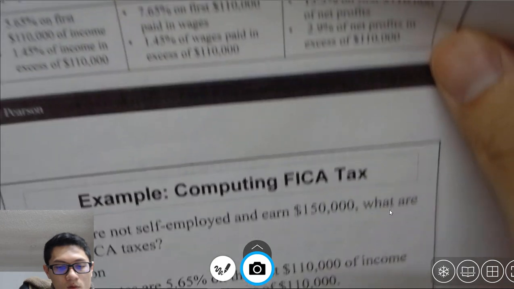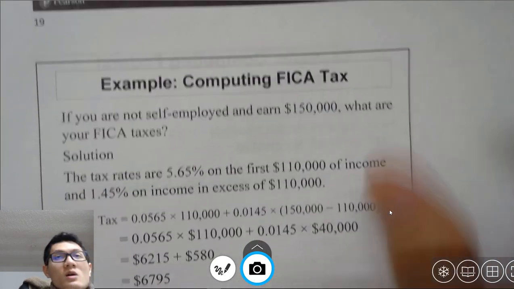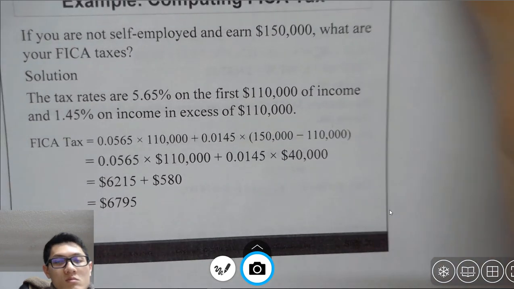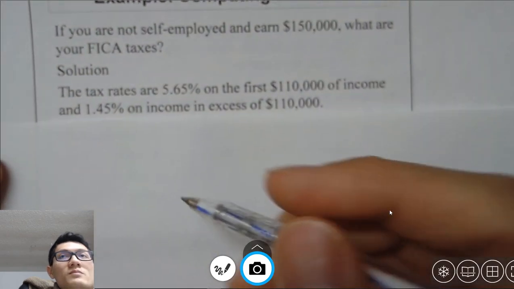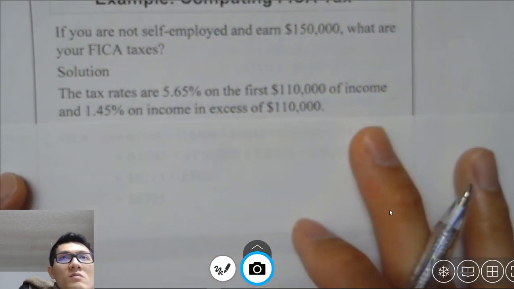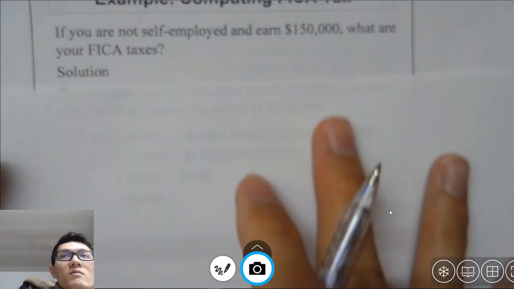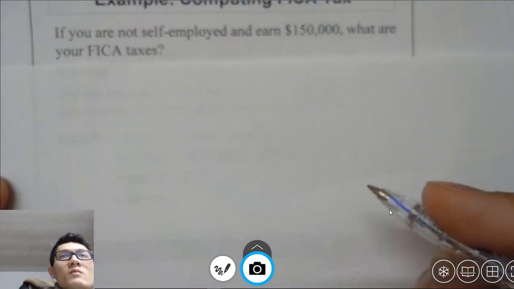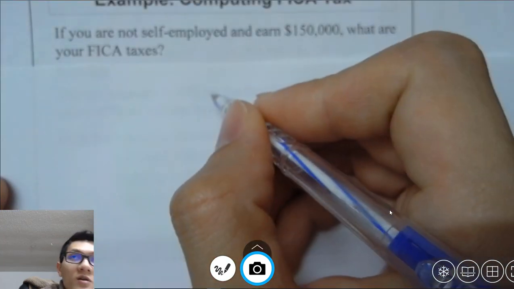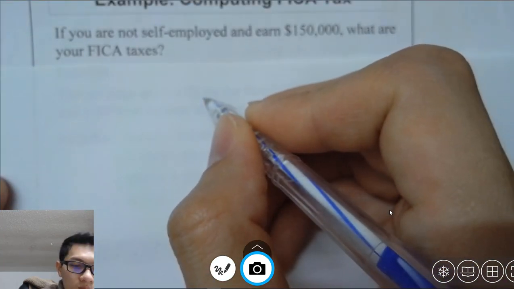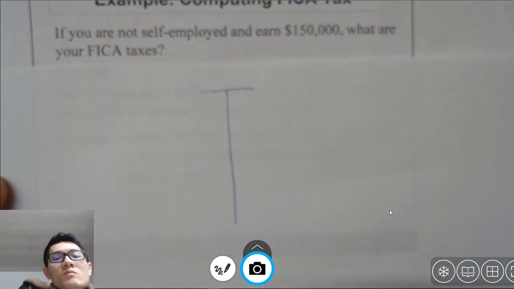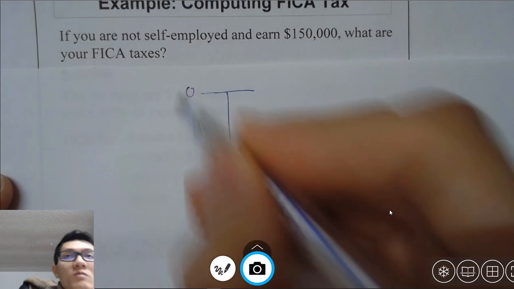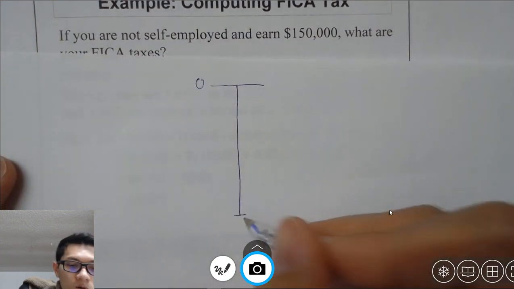So this is similar to the problem that you did earlier. Now let's do this here. So this person makes 150K. All right. Now let's draw the line here. So it goes from 0 up to 150.